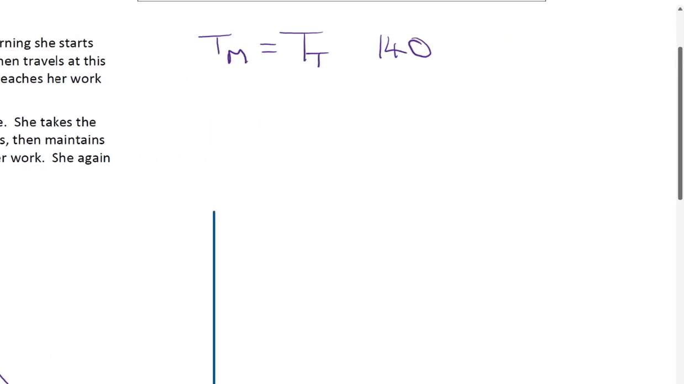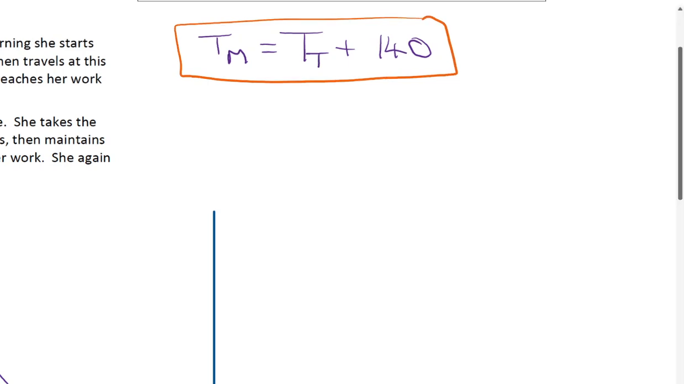So the Tuesday one is smaller. So we need to add that 140 on. So that's one thing we are definitely going to need. And we also know that the distance on Monday and the distance on Tuesday are the same. So that's something we can do.